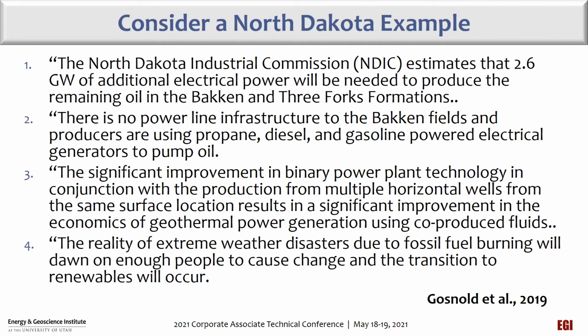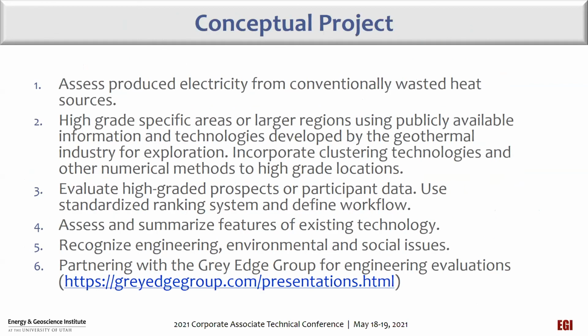And in terms of the Bakken in particular, the infrastructure is not in place to do that. So the significant improvement in binary power plants, these organic Rankine cycle plants, facilitates using them in some of these large basins. And the last one was prescient, okay? I mean, Gosnell said this in 2019, and we can look at what happened in Texas this past spring. And so there are opportunities to ameliorate weather-based considerations.